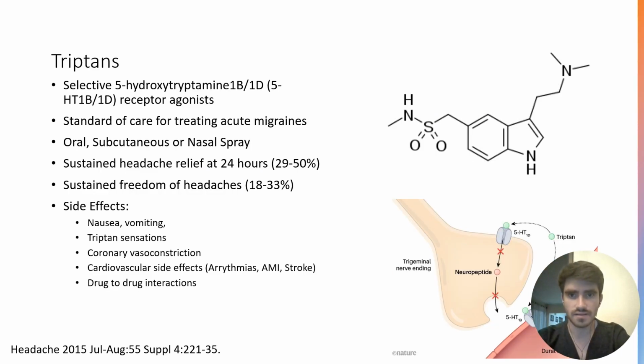After NSAIDs fail as an abortive treatment, clinicians resort to triptans. They are selective 5-HT1B/1D agents that allow vessels to constrict and the release of vasoactive peptides. Studies show that triptans relieve headaches within 2 hours in 43 to 76% of patients. In addition, 18 to 50% of patients experience freedom from pain within 2 hours.